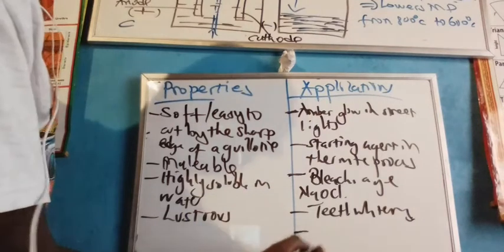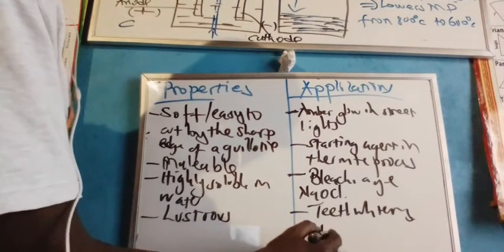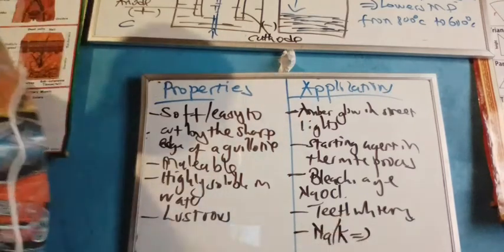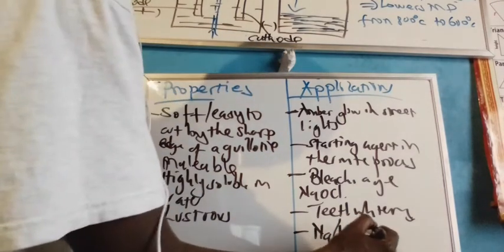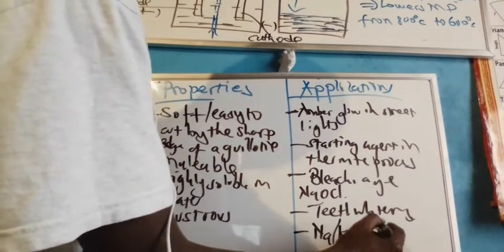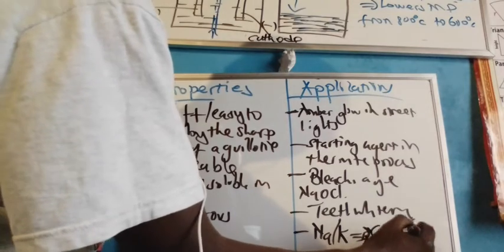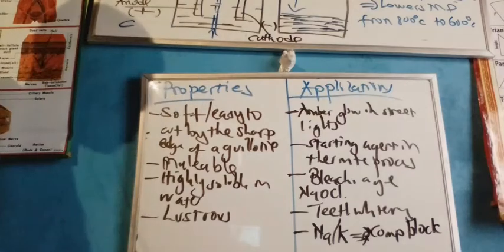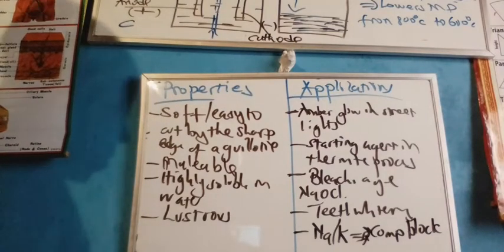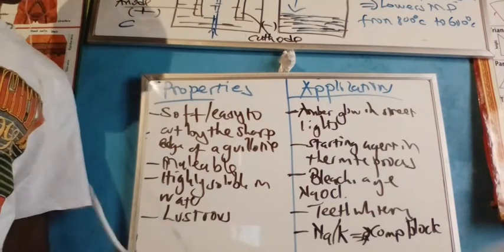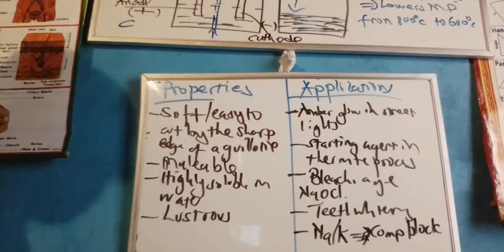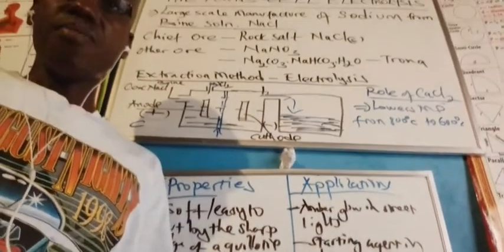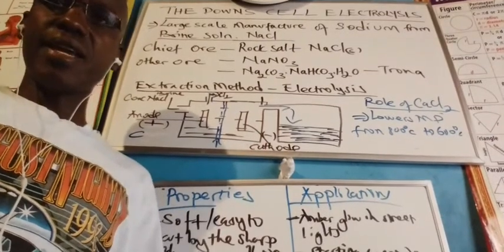In a nuclear reactor, sodium combines with potassium to form the interior compartment for blocking nuclear radiations. So it can be used as a nuclear radiation absorbent. Good. So that is how sodium is extracted by the Downs cell electrolysis.